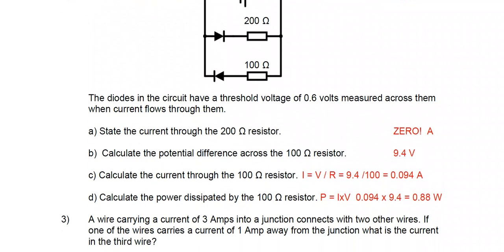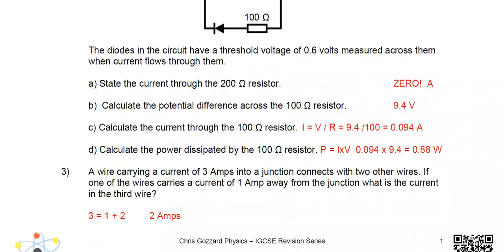Calculate the current through the 100 ohm resistor. So I is V over R. So 9.4 divided by 100 is 0.094 amps. Calculate the power dissipated by the 100 ohm resistor. Well, P equals I times V. So 0.094 times 9.4, I get 0.88 watts.